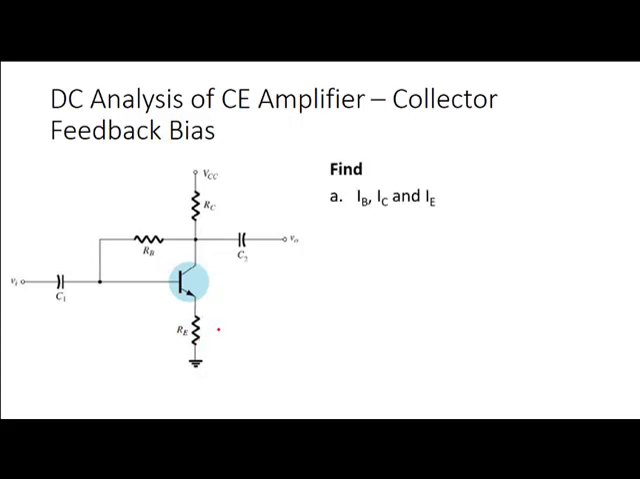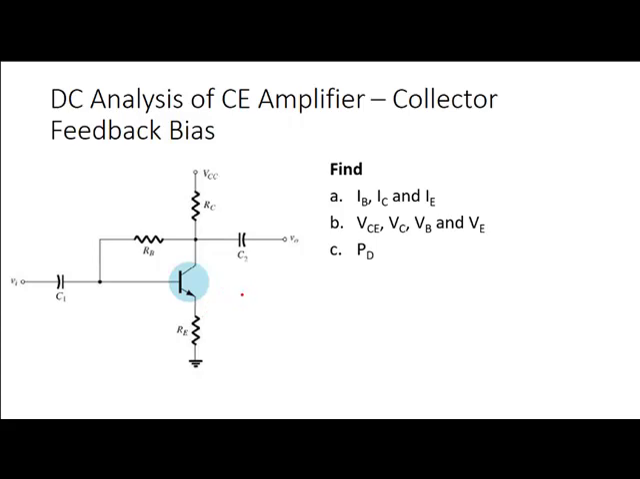We perform DC analysis to find the base current, collector current and emitter current. Then we also find different node voltages VC, VB, VE and also the voltage across the active device BJT, that is VCE. Then we find the static power dissipation of the BJT, PD.